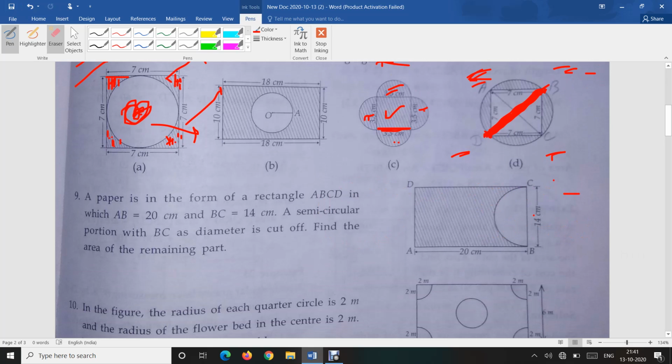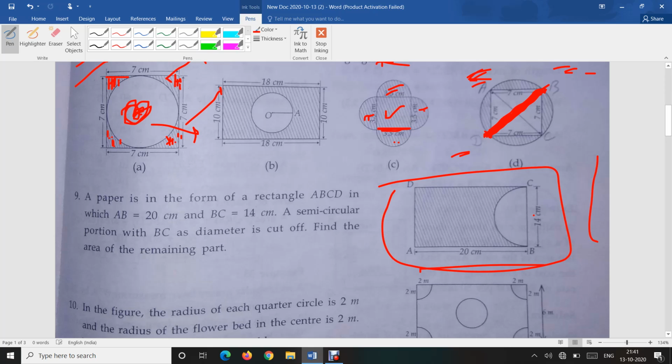Question number 9 is saying that a paper is in the form of a rectangle ABCD. This is the rectangle in which AB is 20 centimeter, BC is 14 centimeter, and here a semicircular portion is given. BC is the diameter, that means 14 is the diameter of this semicircle. Find the area of the remaining portion.